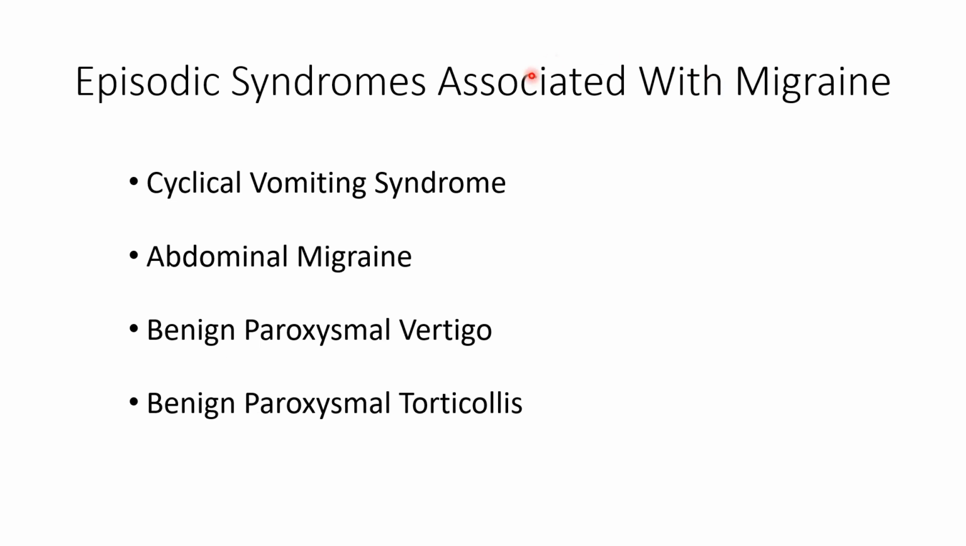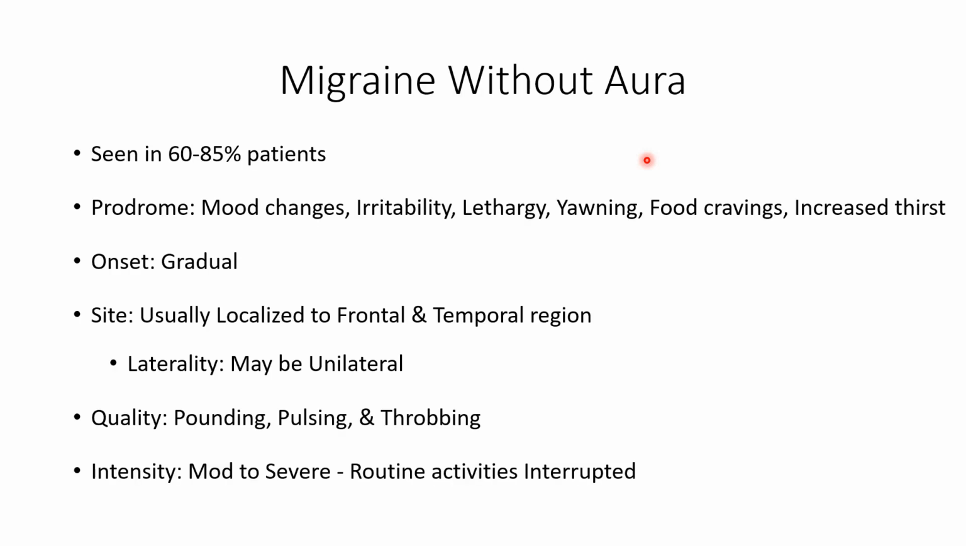Also included in this classification are episodic syndromes associated with migraine. These are episodic syndromes that have characteristically been found to have some association or are more commonly seen in patients with migraine. The cyclical vomiting syndrome, the abdominal migraine, the benign paroxysmal vertigo, and the benign paroxysmal torticollis.